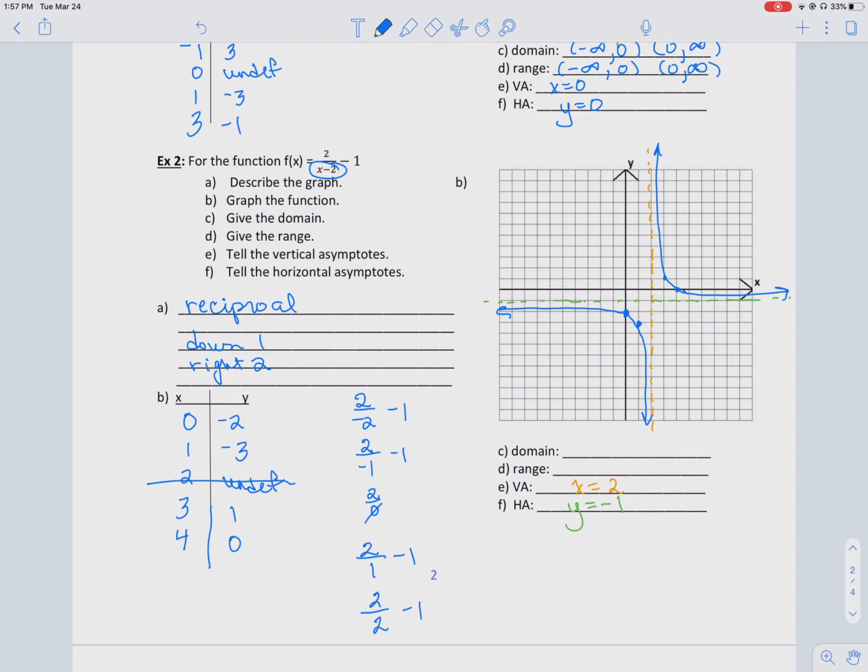Now my domain, notice my domain is everything. Let's see, it's going to be everything from negative infinity to 2, all right? And then on the other side, 2 to infinity. And then my range, we're going to be looking at the y. So it's going to be negative infinity up to, what, negative 1? And then negative 1 to infinity. And you can put u's in there, or you can put little parentheses.